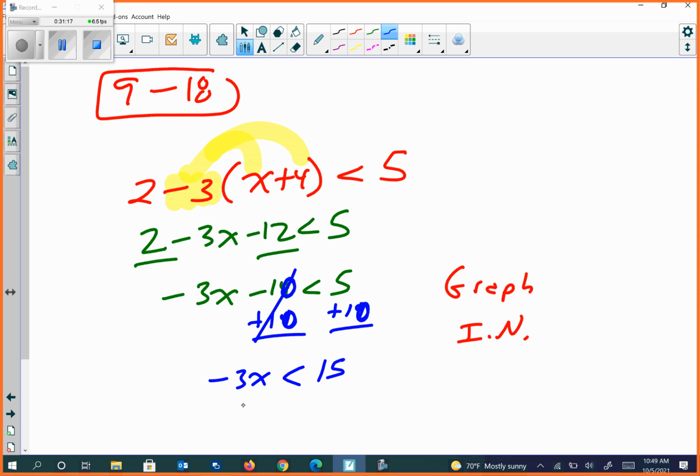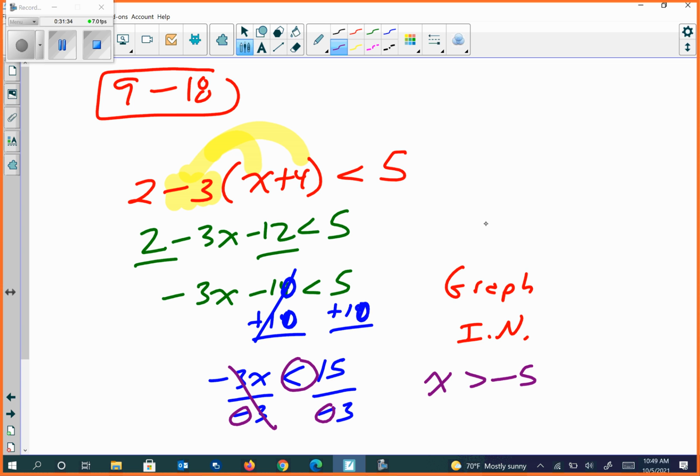And it actually, by the luck of the draw and with some keen eyes, hey, I divided by a negative. What happens to our sign? Flips. X is greater than negative 5.